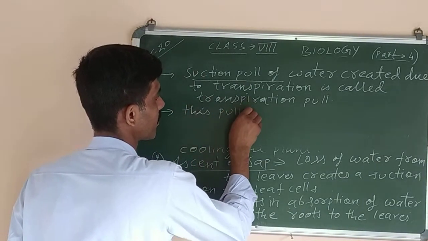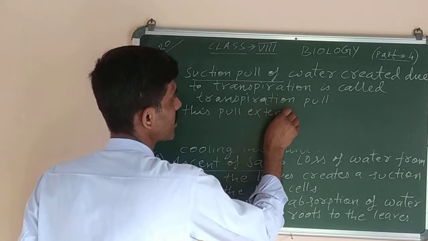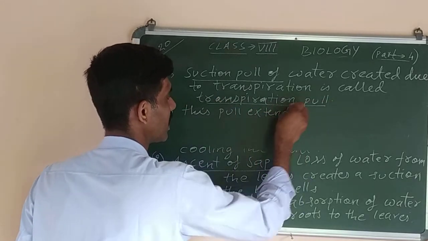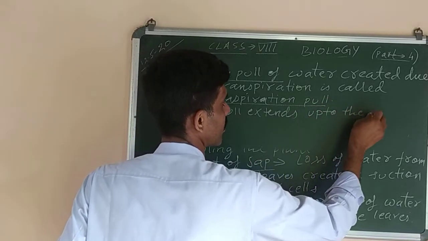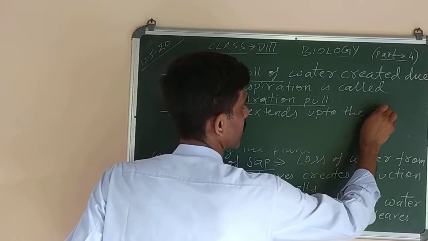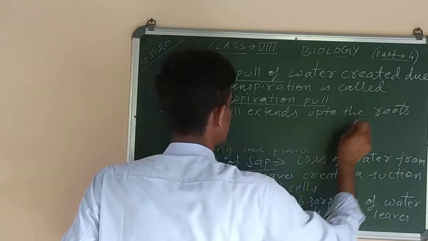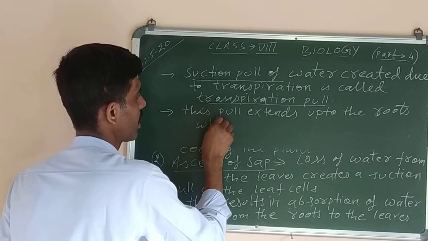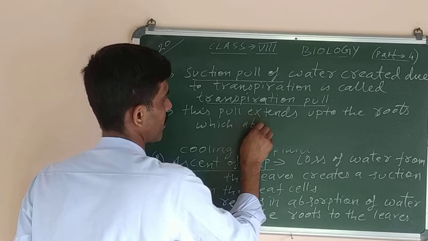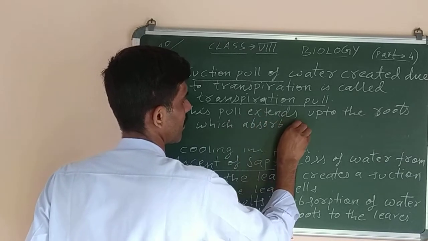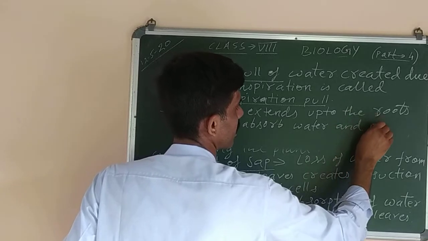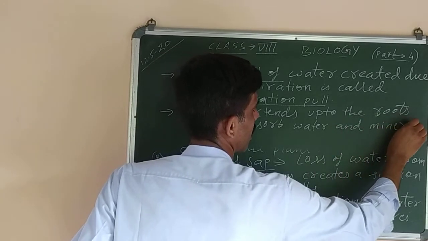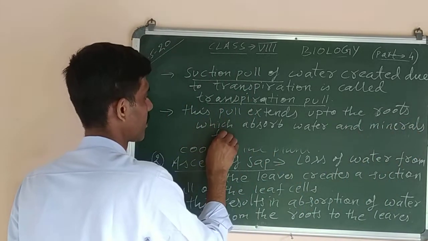This pull, which pull? Transpiration pull. It extends up to the roots, which absorb water and minerals from the soil.